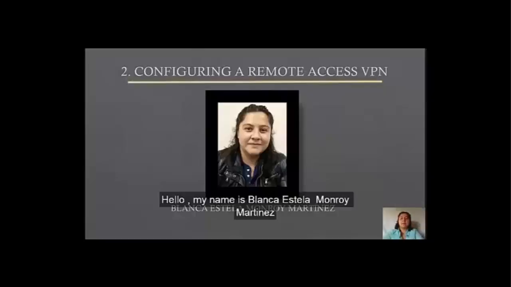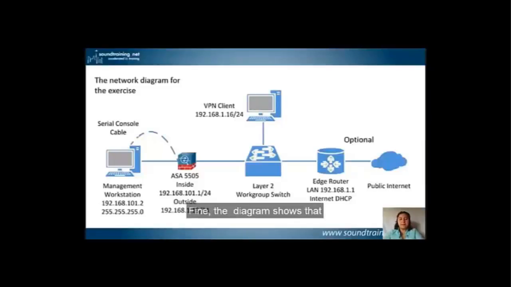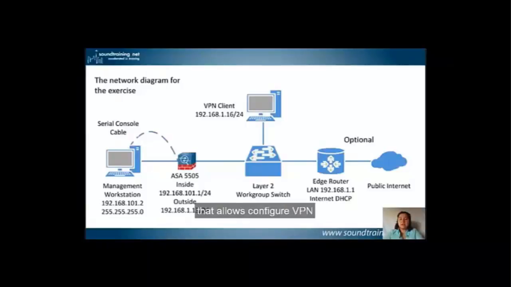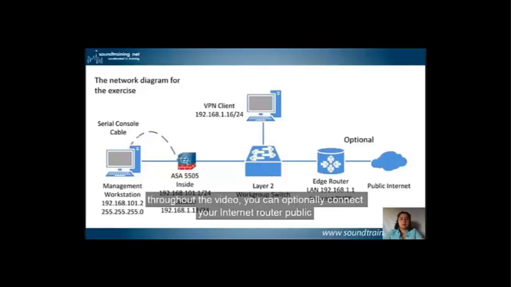Hello, my name is Blanquestela Murray Martinez and I will show a little of the Cisco Adaptive Security Appliance. See the topic Configuration of Remote Access VPN. The diagram shows that you will work on a management workstation that connects via Ethernet and serial console cable to the ASA 5505. You can work with any other ASA that has a basic VPN configuration. Connect the outside interface, and note the IP address to use throughout the video. You can optionally connect your public internet router.